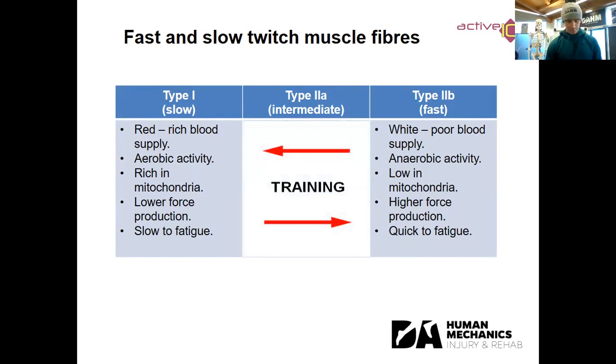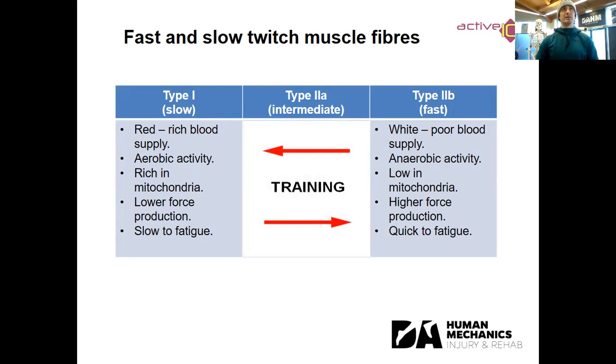Just before I move on, let's say like 50-50. Let's say 50% of our fibers are slow twitch, 50% are fast twitch. There is a train of thought, and there is some science behind it, to suggest that we can shift our proportions based on our training. So if we train specifically for speed, then we can shift some of our slow twitch fibers into more fast twitch fibers.